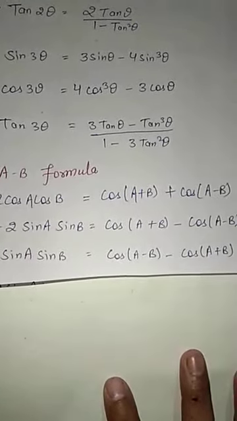And now we come to our last formulas, which we call the C and D formulas. So these are our C and D formulas. Sin C plus sin D is 2 sin C plus D by 2 cos C minus D by 2, and sin C minus sin D is 2 cos C plus D by 2 sin C minus D by 2, and cos C plus cos D is 2 cos C plus D by 2 cos C minus D by 2, and cos C minus cos D is 2 sin C plus D by 2 sin C minus D by 2, and when this minus sign goes to the other side, the value will be 2 sin C plus D by 2 sin D minus C by 2.